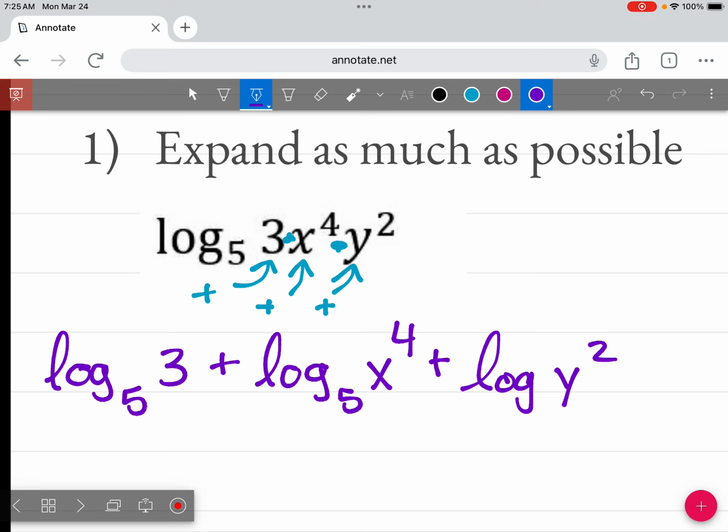One more step on this one. Because we didn't have any divisions, we couldn't make division become subtraction. We already did our multiplication becomes addition. Last piece. Our exponents, what are they going to do?